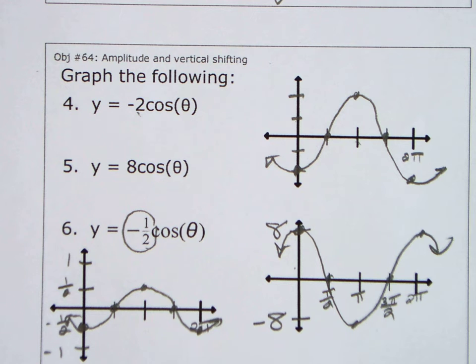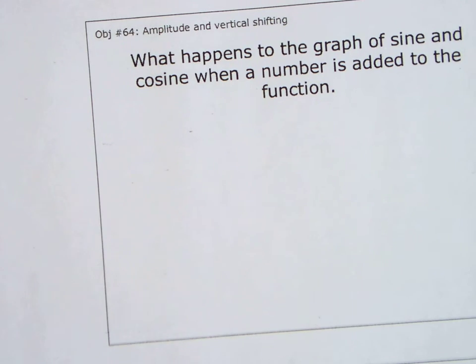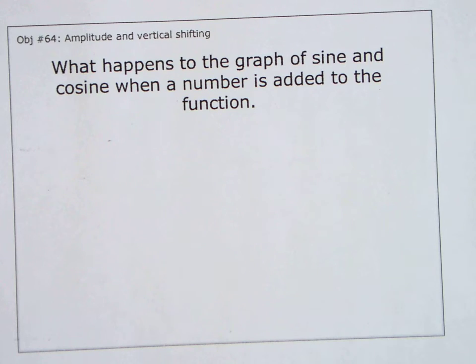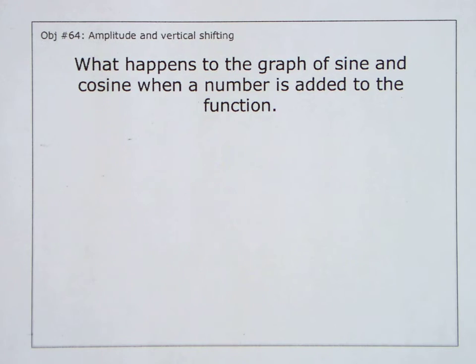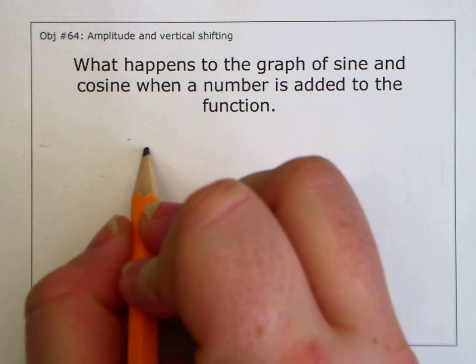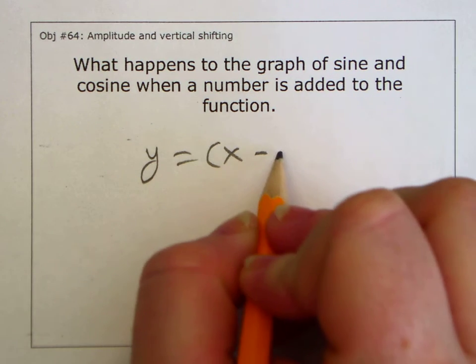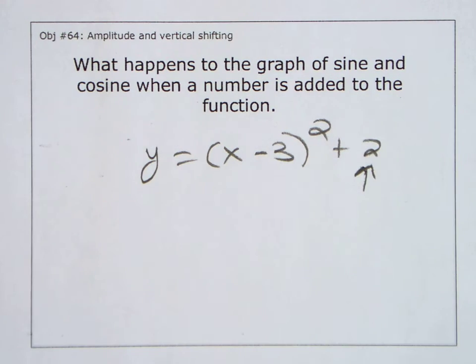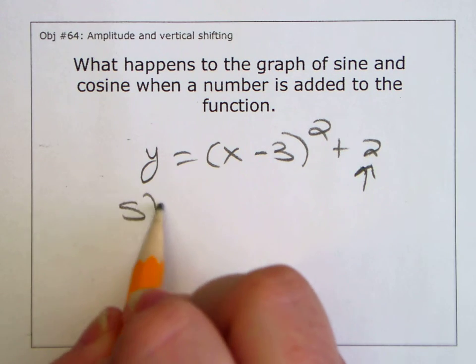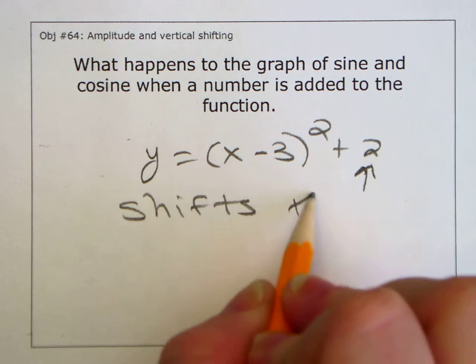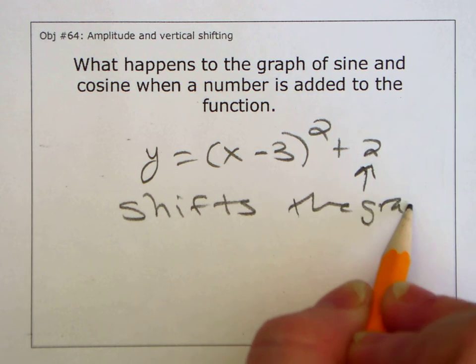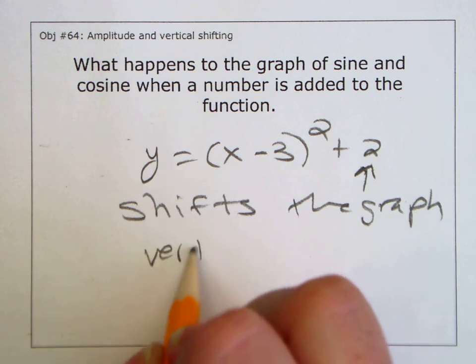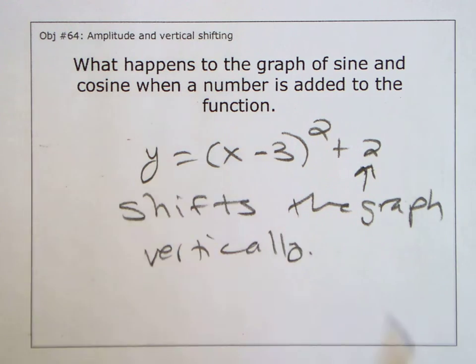All right, I have more, but we're going to skip those. We've done enough. What happens to the graph of sine and cosine when a number is added to the function? Well, think about this. If I gave you y equals (x minus 3) squared plus 2, what does this do to the graph? It shifts the graph vertically.